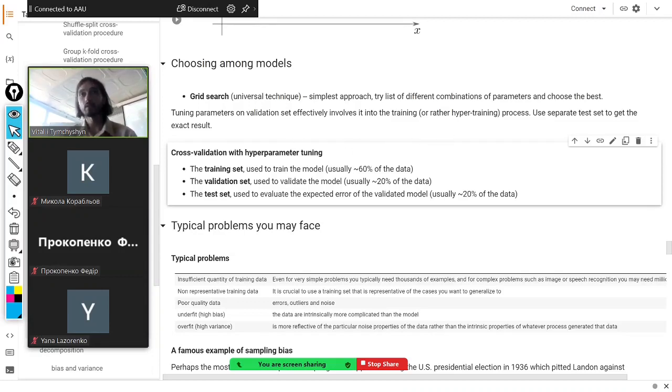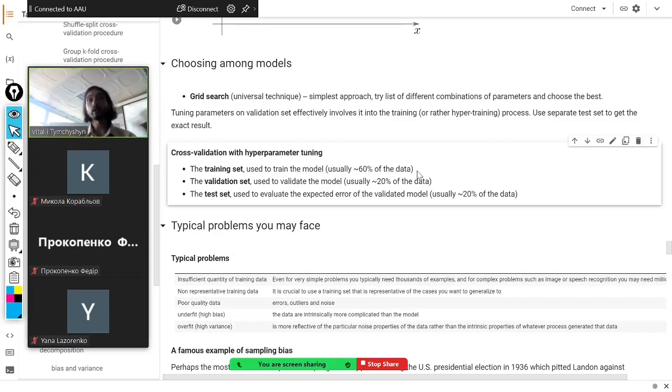The training set, usually approximately 60% of your data. Of course, all these numbers are approximate, so by no means are you obligated to use them. It depends on the problem, depends on what you do. It just happens that they are plus or minus in this range for the problems I have seen. But maybe it can be quite different than that. It's pretty okay. So usually it's 60% of data.